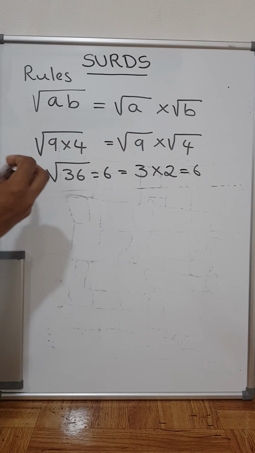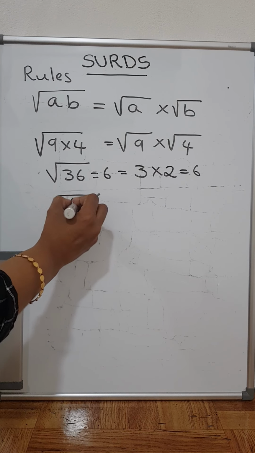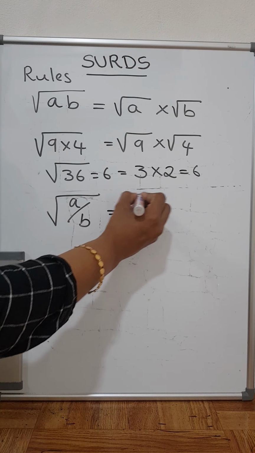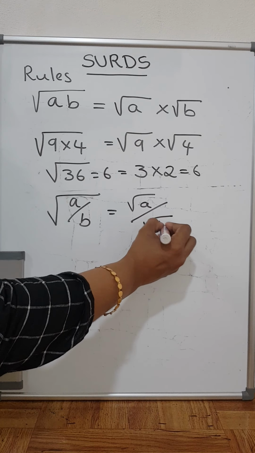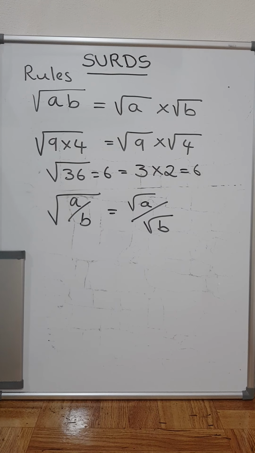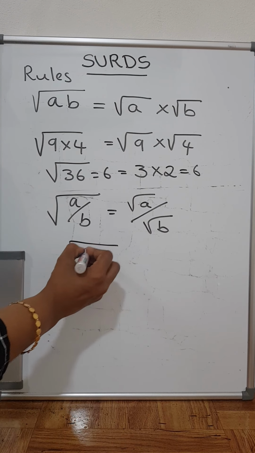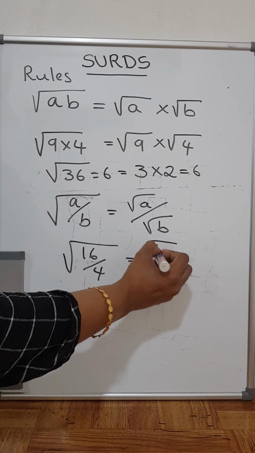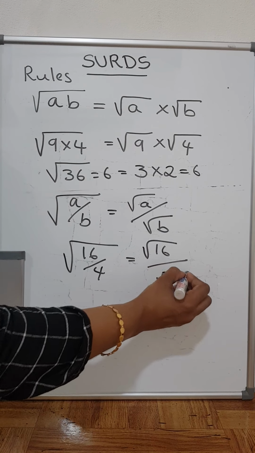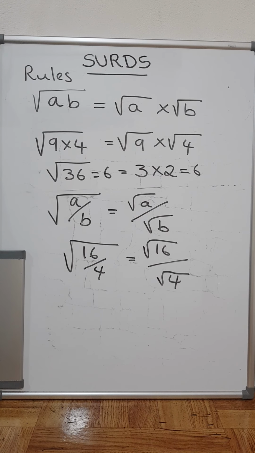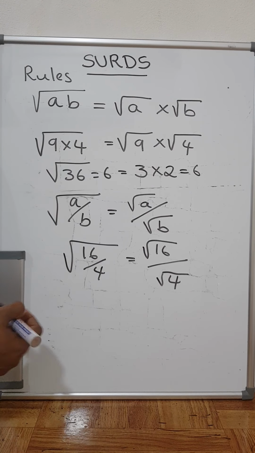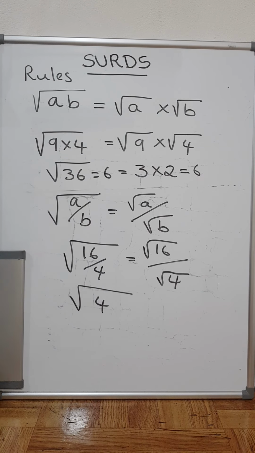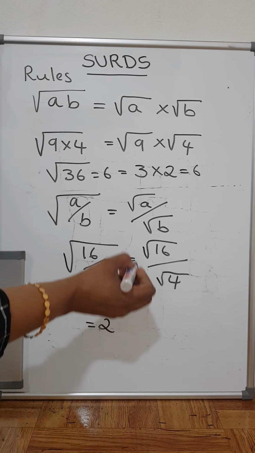Then we have another rule. Square root of A divided by B is equal to square root of A divided by square root of B. Now you see, square root of 16 divided by 4. According to this rule, it must be square root of 16 divided by square root of 4. Let's see. 16 divided by 4 is 4. So square root of 16 divided by 4 is square root of 4. That's equal to 2.